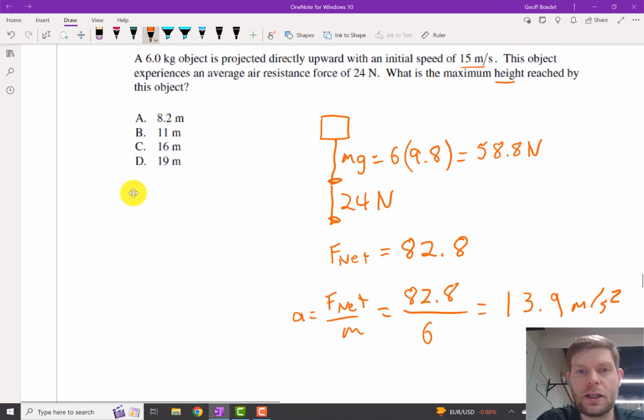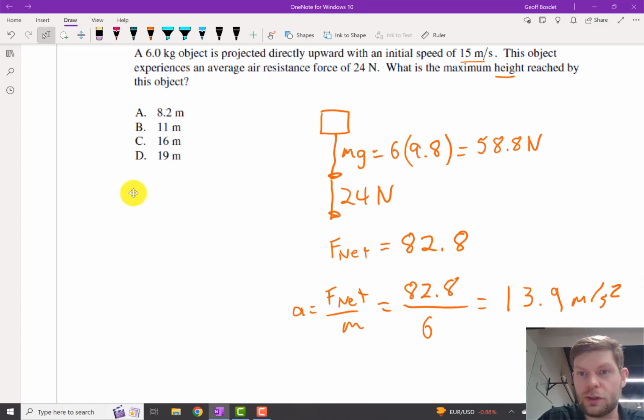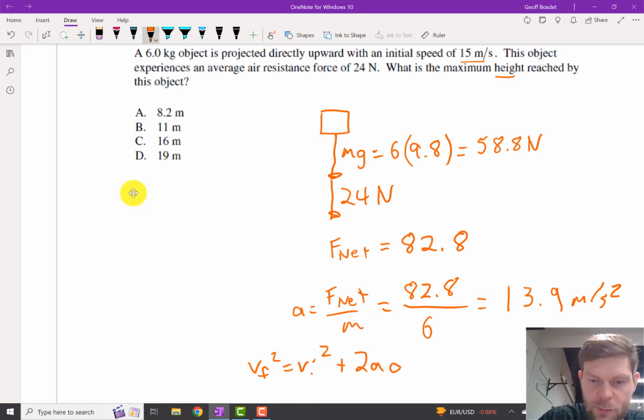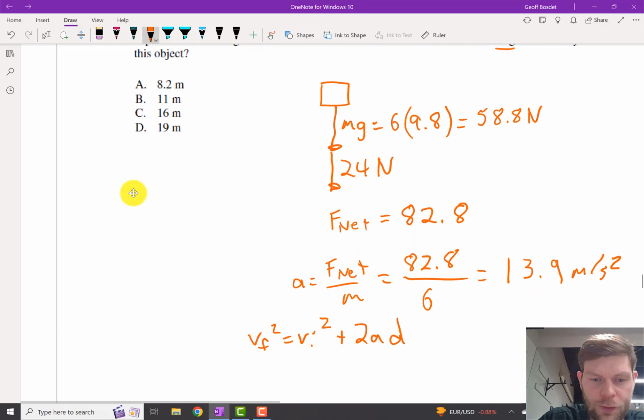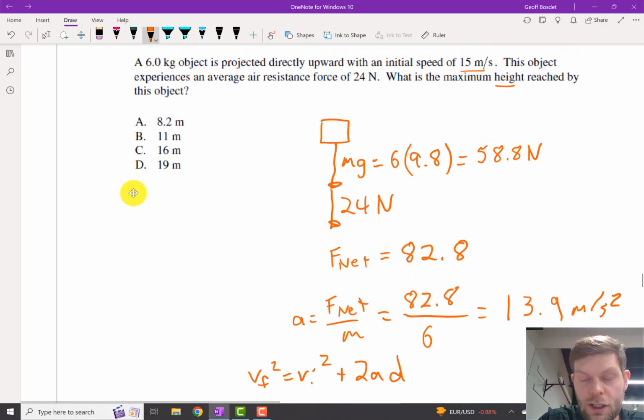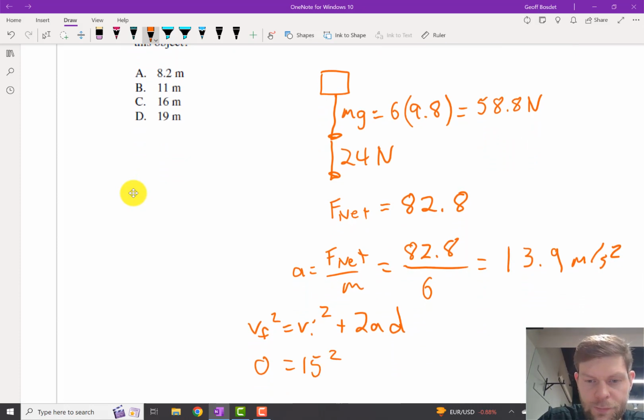And then you just solve for the maximum height. We're using VF squared equals VI squared plus 2AD because we don't know time and we don't want to know it. Our final velocity is going to be 0. Our initial velocity will be 15. Plus 2. I'm going to make my acceleration negative because I want my displacement to be positive. So I'm just basically making down negative. So negative 13.9 times d.